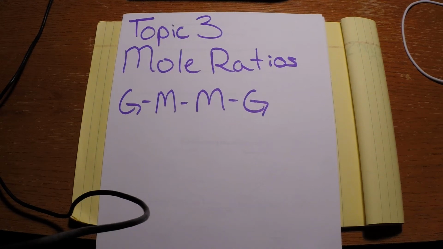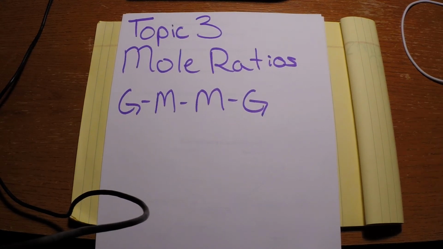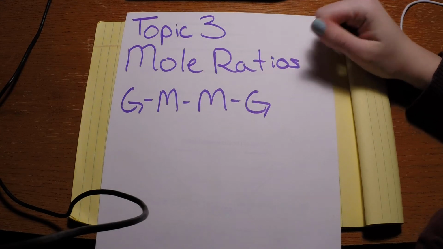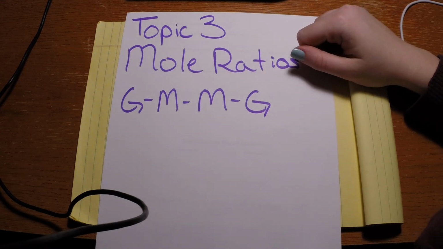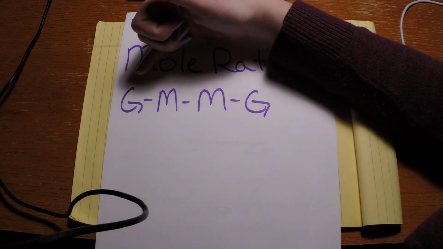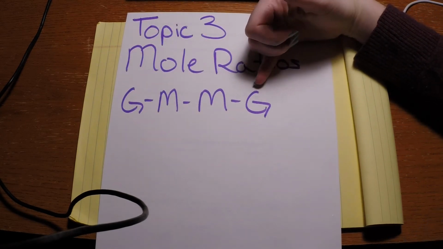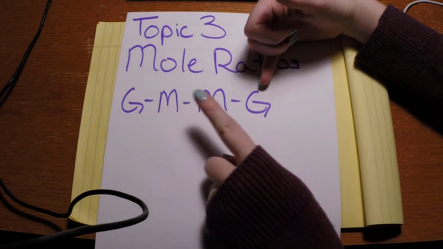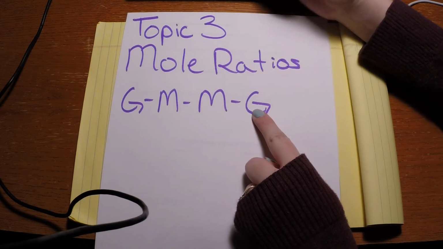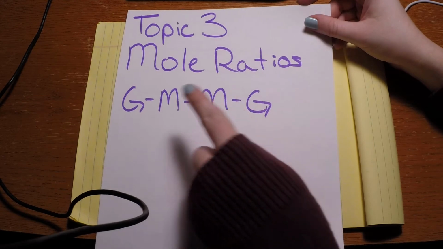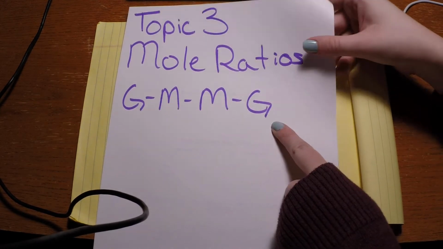Welcome to Topic 3, mole ratios. There are some funny letters at the bottom here, so this is another way of writing our process. Whenever I give you the mass of something and you're asked for the mass of something else, you need to go through 1, 2, 3 steps in terms of calculations. So we're going to walk through those 3 steps.